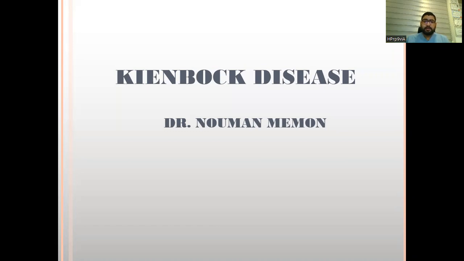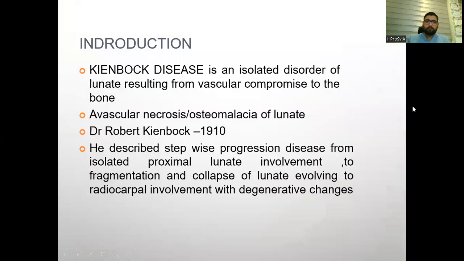Today, I'm going to present a topic of Kienböck disease. So Kienböck disease is an isolated disorder of lunate resulting from vascular compromise to the bone, avascular necrosis, osteomalacia of the lunate. Dr. Robert Kienböck described this disease in 1910. He described a stepwise progression disease from isolated proximal lunate involvement to fragmentation and collapse of lunate, evolving to radiocarpal involvement with degenerative changes.